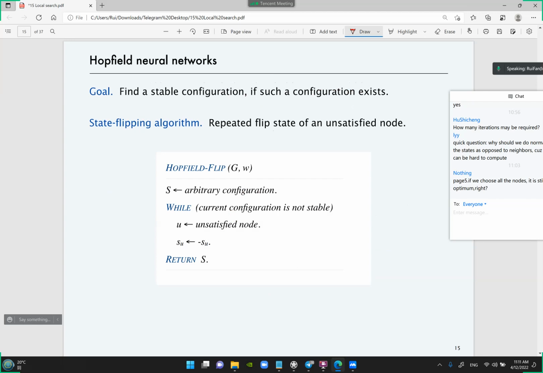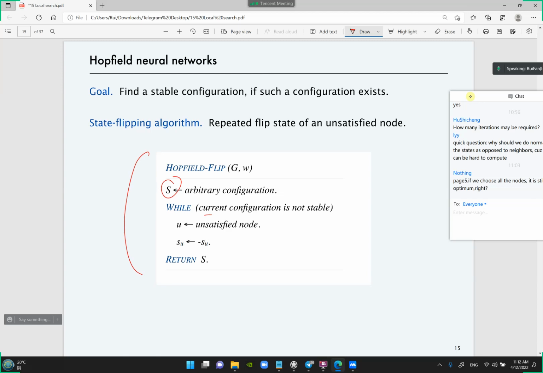And in fact, we're going to look at an algorithm which produces a stable configuration. The way that we prove that there is a stable configuration is that we're going to give you an algorithm which, when it terminates, will end up with a stable configuration. And furthermore, we're going to prove that this algorithm always terminates. The algorithm is very simple. It's just this algorithm over here, which is that you start from an arbitrary configuration. So you just set the nodes to plus or negative 1 arbitrarily.